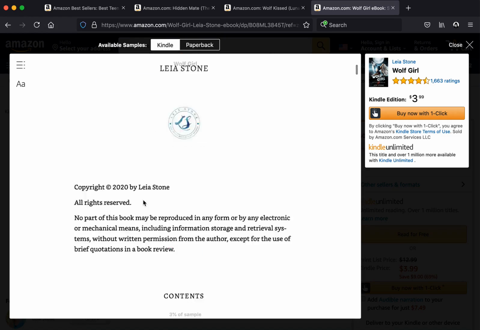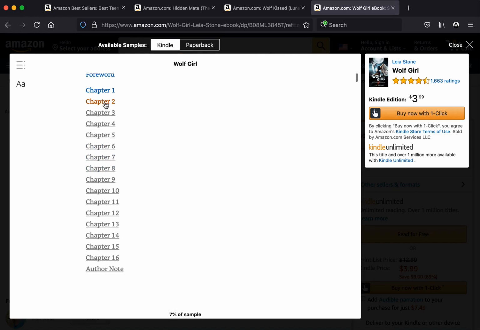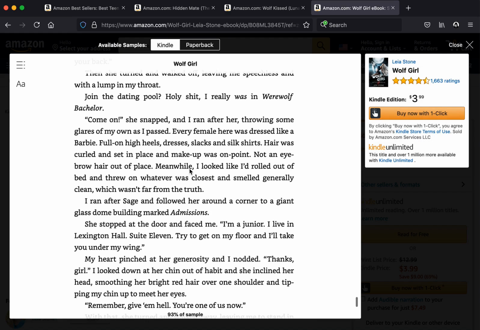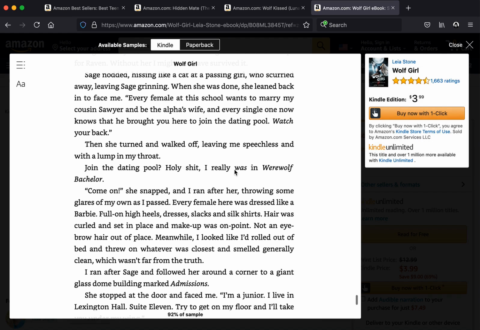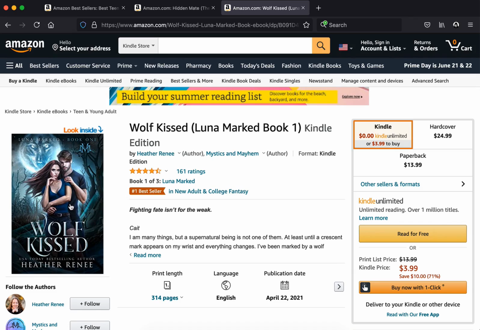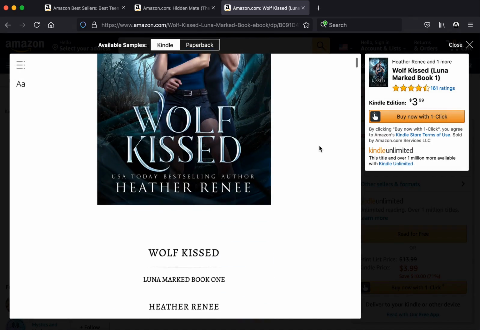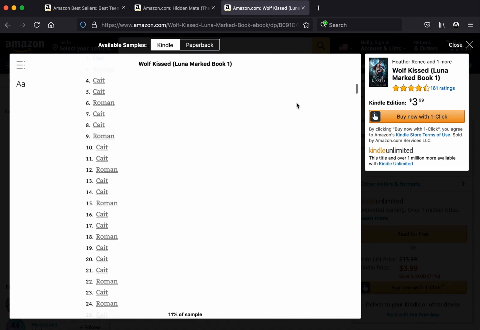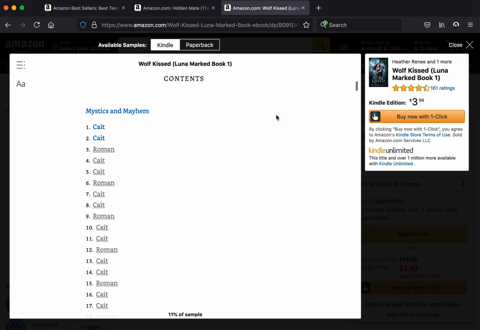Okay. Here's the chapters. No dual first person. It doesn't show you anymore, but I really was in Werewolf Bachelor. There we go. Wolf Kissed. You can see many of these have dedications. Oh, here we go. So, you can see Kate, Roman, Kate, Roman, Kate, Roman.